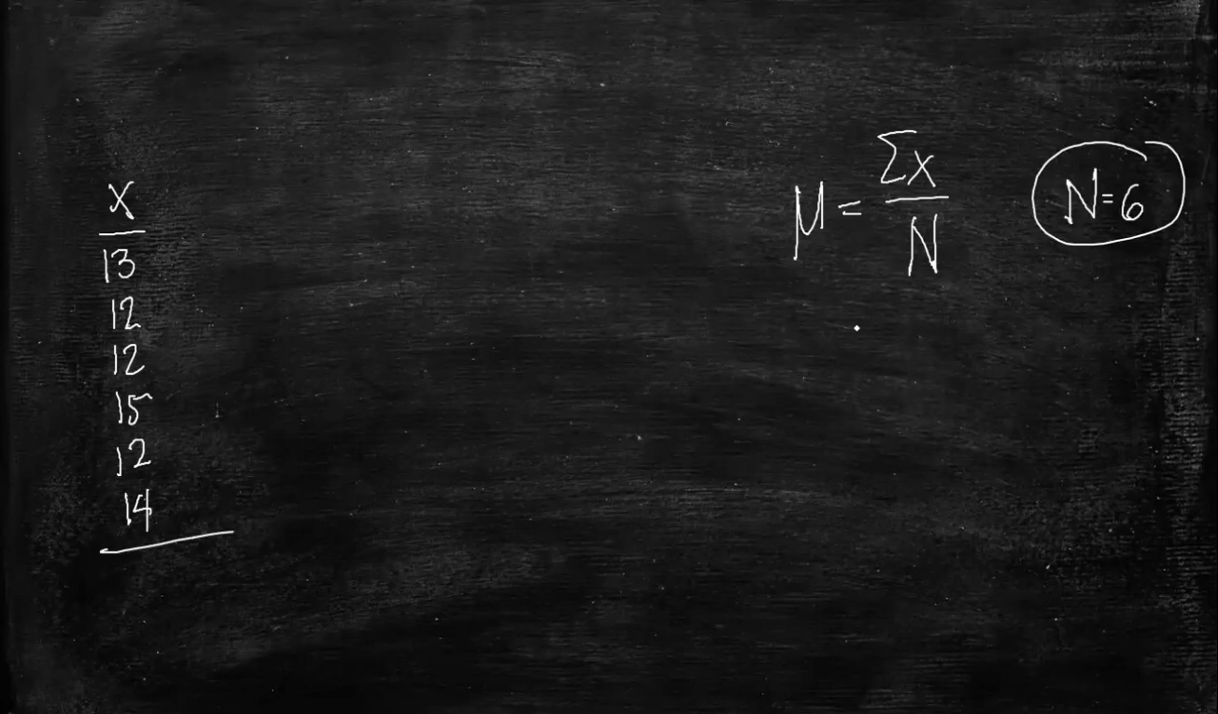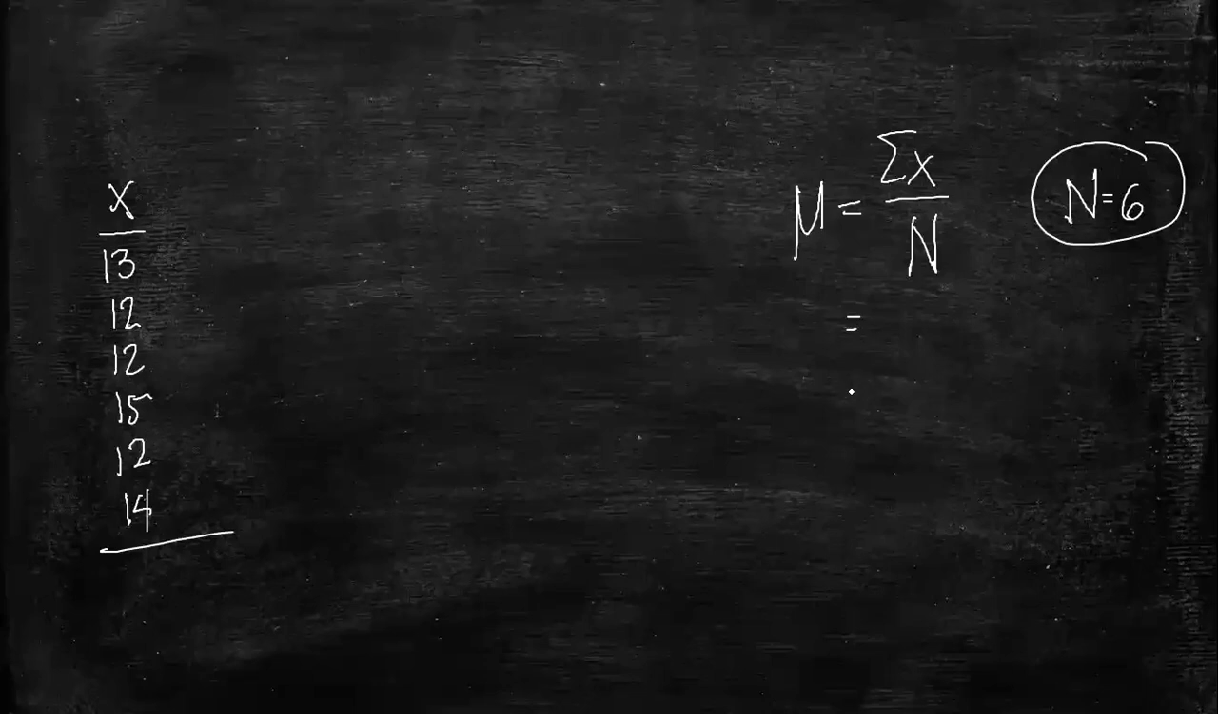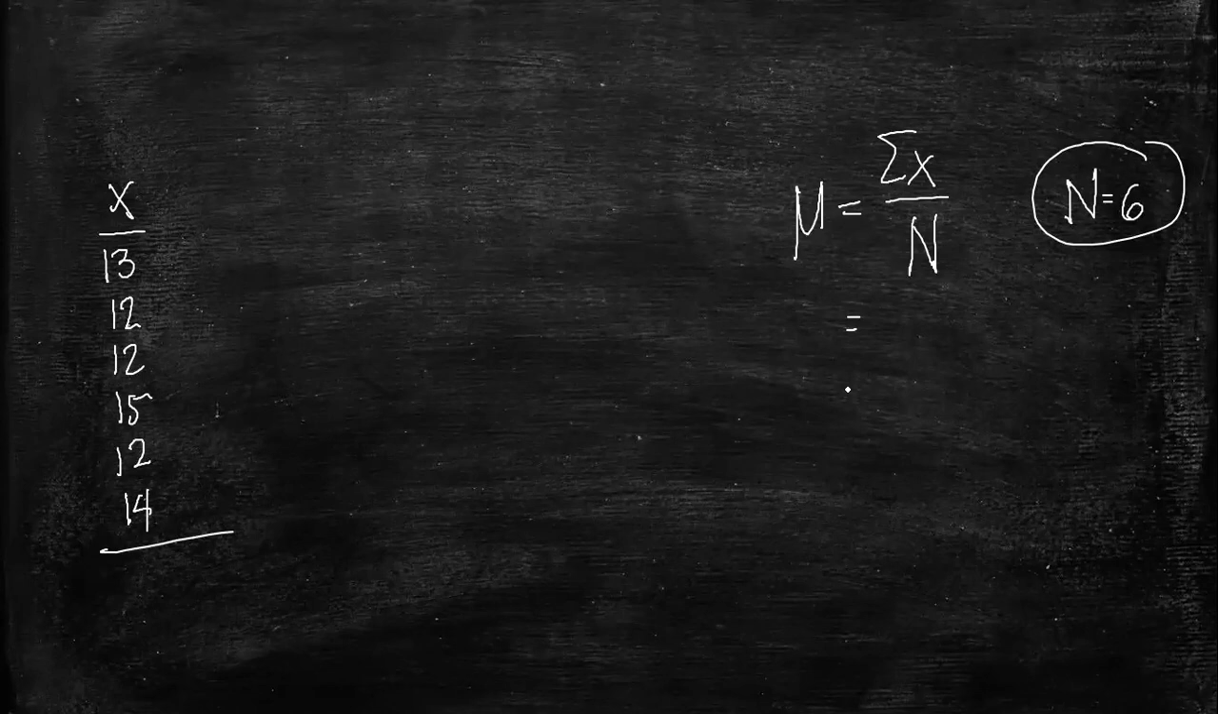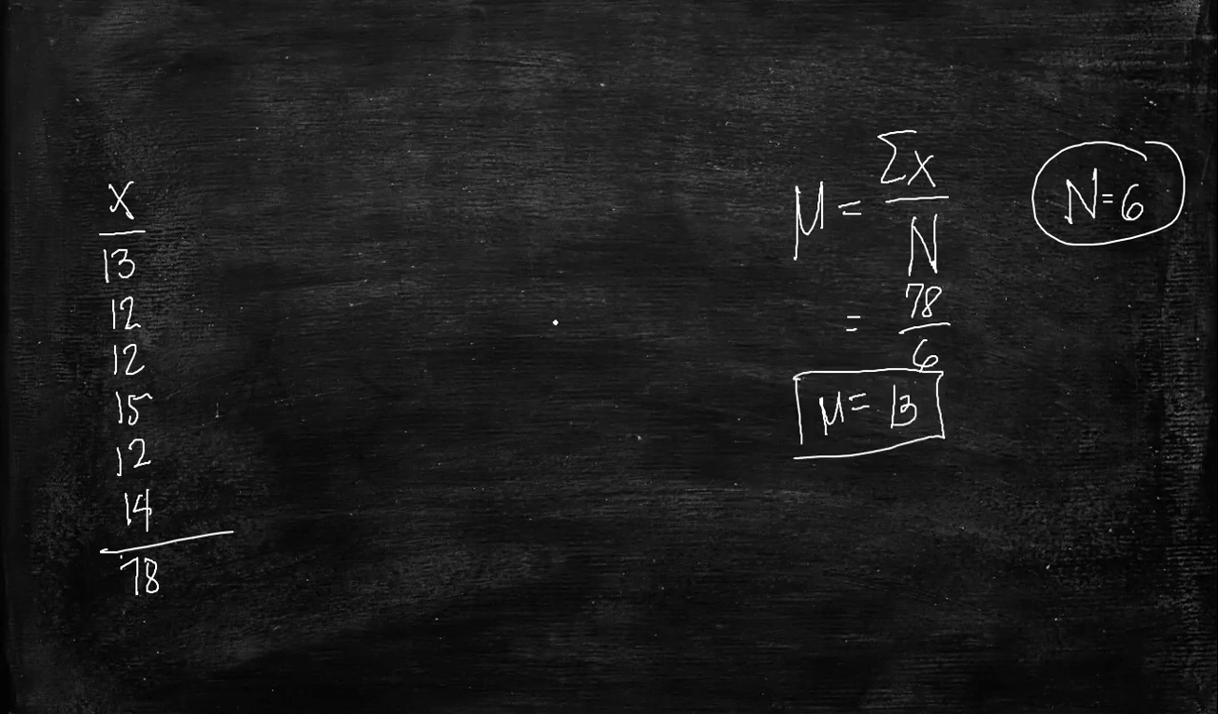Ilan muna yung sum ng mga scores? 78 po. Okay, we have 78. So we have 78 divided by 6. That would be our mu. So our mu is ilan? 13, sir. Okay, so our mu is 13.